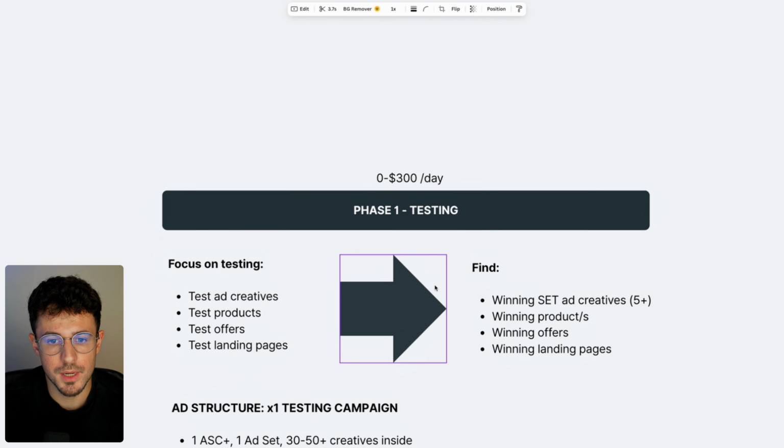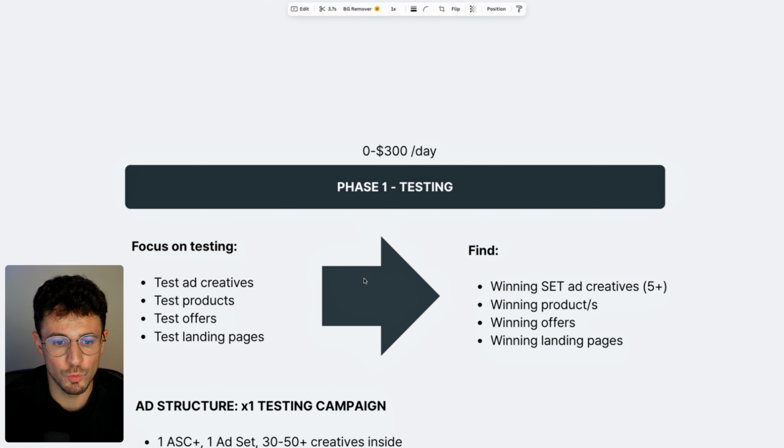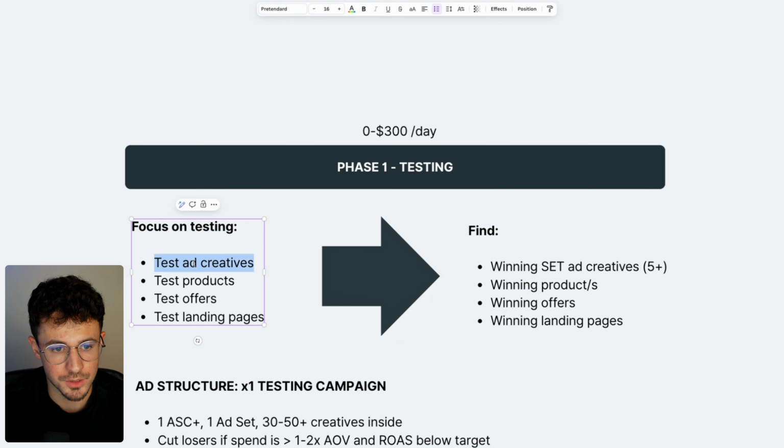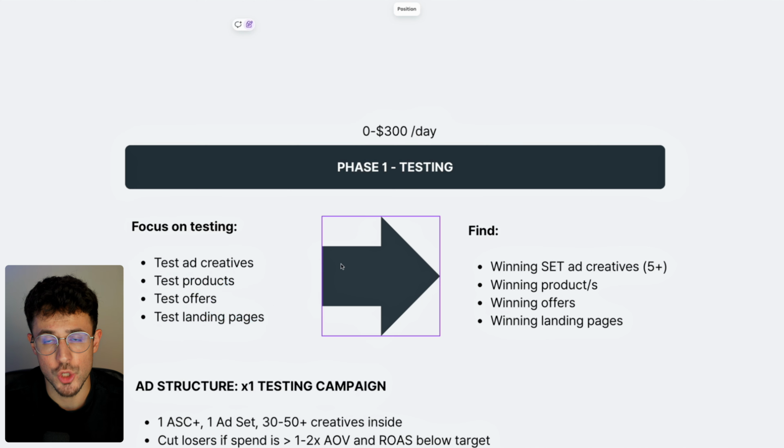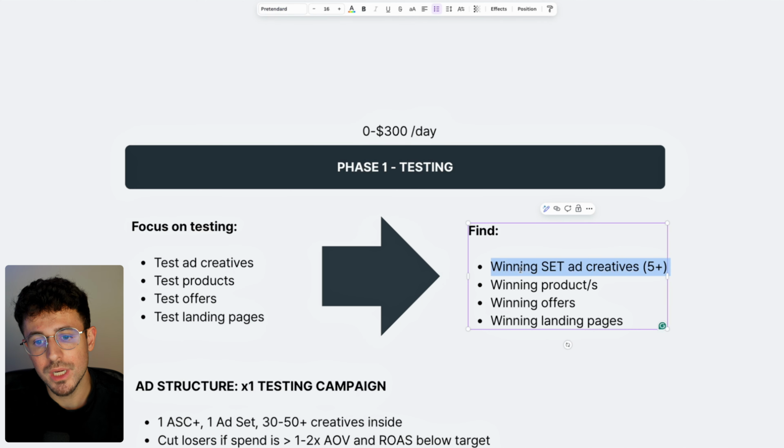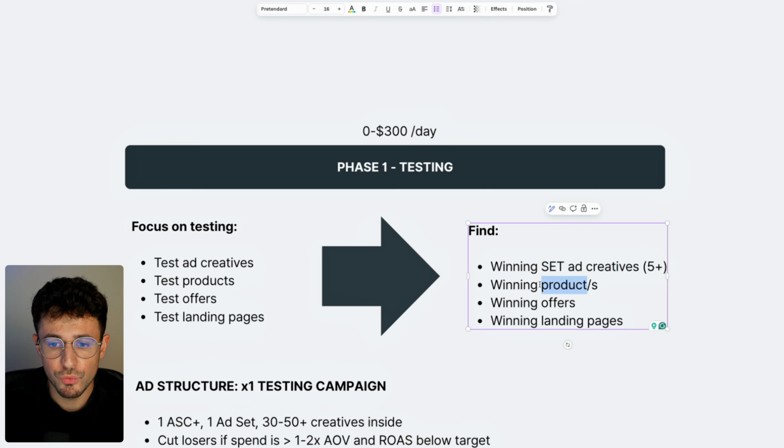So phase number 1, your main goal is testing, and what you have to test is basically test ad creatives, test products, test offers, and test landing pages. Your goal here is to find the winning set of ad creatives. Ideally, you want to have 5+. You don't want to stick with 1 or 2 ad creatives and then move to the next phase. Otherwise, the moment you move to the next phase, your return on ad spend may stay good for a couple of days and then it's going to drop suddenly.